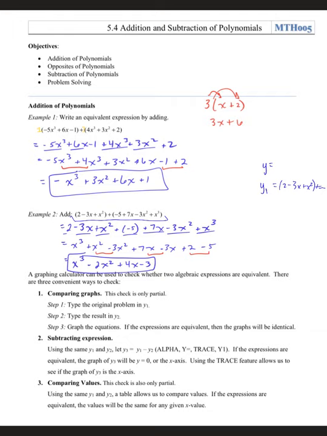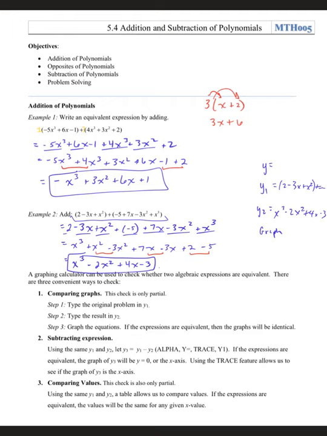Step 2, type the result in Y2. So Y2 is going to be the answer, that x cubed minus 2x squared plus 4x minus 3 and so forth. And then the next thing you're going to press is the graph button, which is in the top right-hand corner. If you did it correctly, you should only see one graph because these two things should be identical to each other. If you're seeing two different things, then that means you made a mistake.